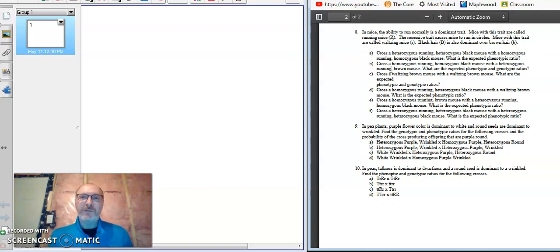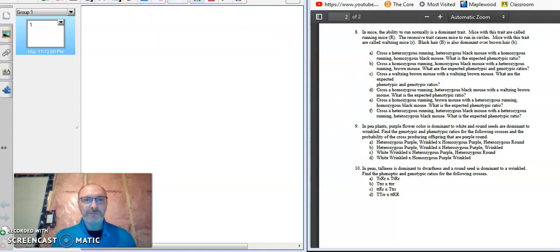It says, in mice, the ability to run normally is a dominant trait. Mice with this trait are called running mice. We're going to use a capital R since it's dominant. The recessive trait causes mice to run in circles. Mice with this trait are called waltzing mice, and that is lowercase r because waltzing is recessive. Black hair is dominant, so we're going to use a big B over brown hair, which is recessive, so we're going to use a lowercase b. And you're told to cross a homozygous black mouse with a heterozygous running brown mouse. What are the expected phenotypic and genotypic ratios?